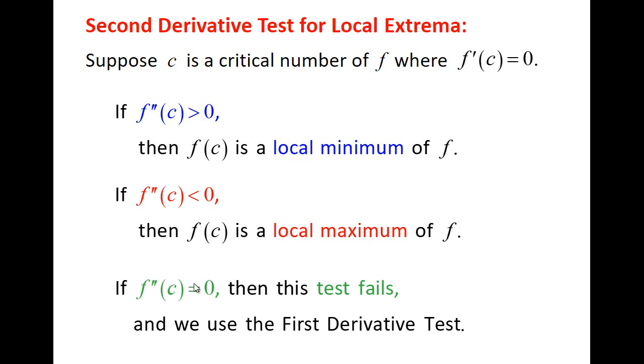If f double prime of c is 0, then we cannot apply this test. We have to figure out in other ways whether we have a local max or min or neither at c. So for example, we could use the first derivative test to check whether at c we have a local max, min, or neither in the third case. That is in the case when f double prime of c is 0.